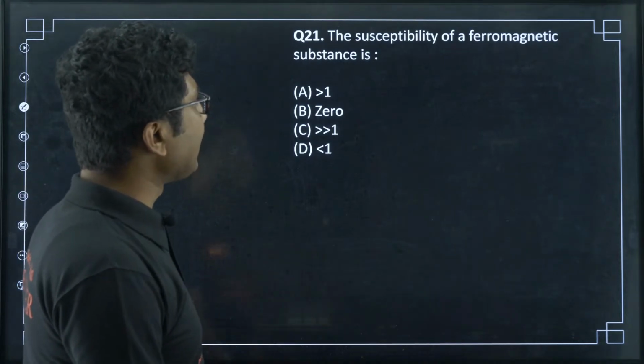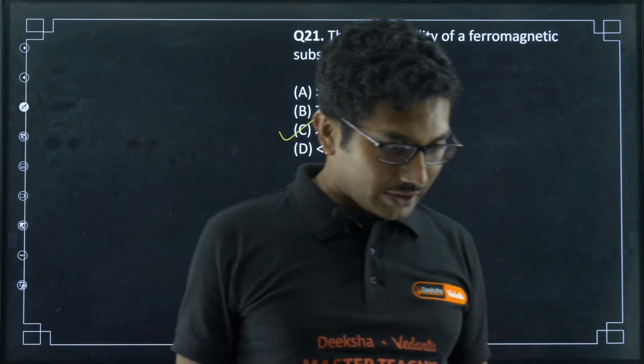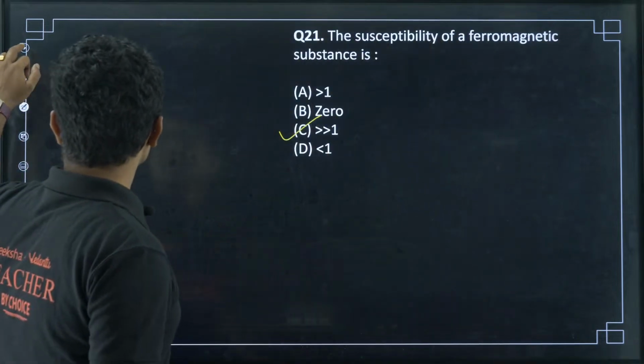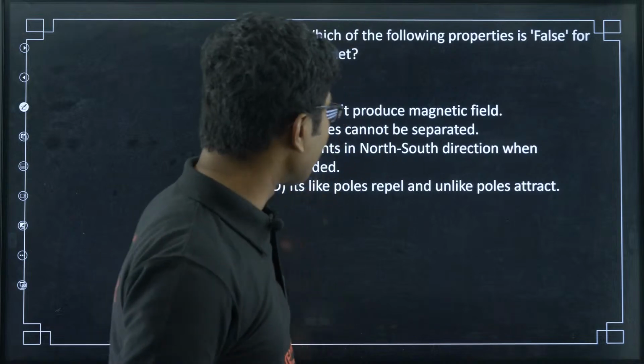The susceptibility of a ferromagnetic substance is very much greater than 1. Yes, 21C is the correct answer. Great Shaudamini, great Pradeep, great Shaukat Ali.